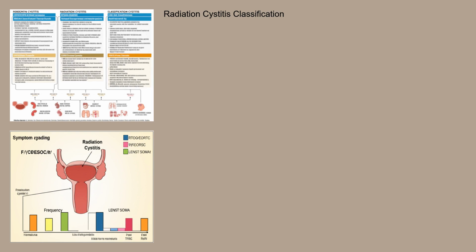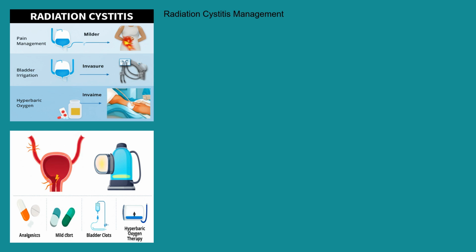Radiation cystitis doesn't have a universally accepted classification system. However, it's often categorized by its onset. Acute radiation cystitis refers to symptoms that occur during or shortly after radiation therapy. Late or chronic radiation cystitis encompasses symptoms that develop months or even years after the treatment has ended. Some grading systems also exist to classify the severity of the symptoms, ranging from mild discomfort to severe bleeding and functional impairment.